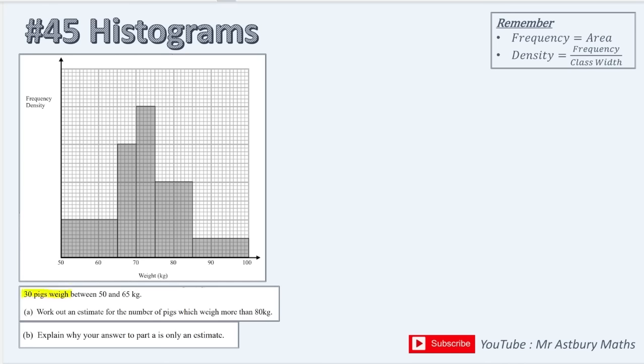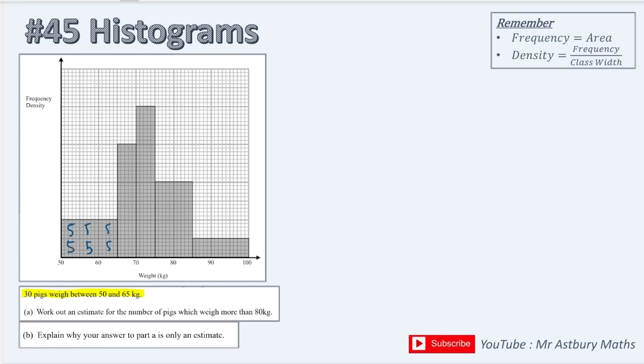It says that 30 pigs weigh between 50 and 65. So this group in here, this section here, represents 30 pigs. So that area represents 30 pigs. And we can see that's quite nice and neat because we've got these sort of 6 mini boxes. So each of these will be 5. And that will give me the total area of 30 as we need it to be.